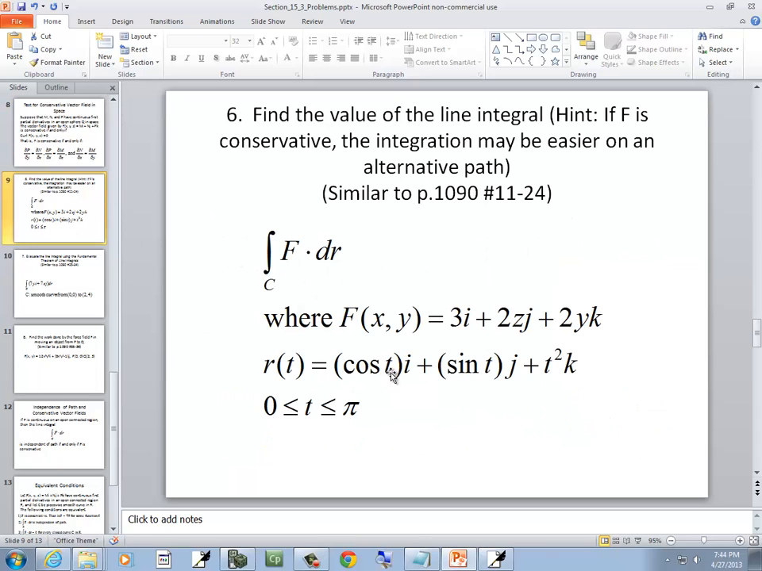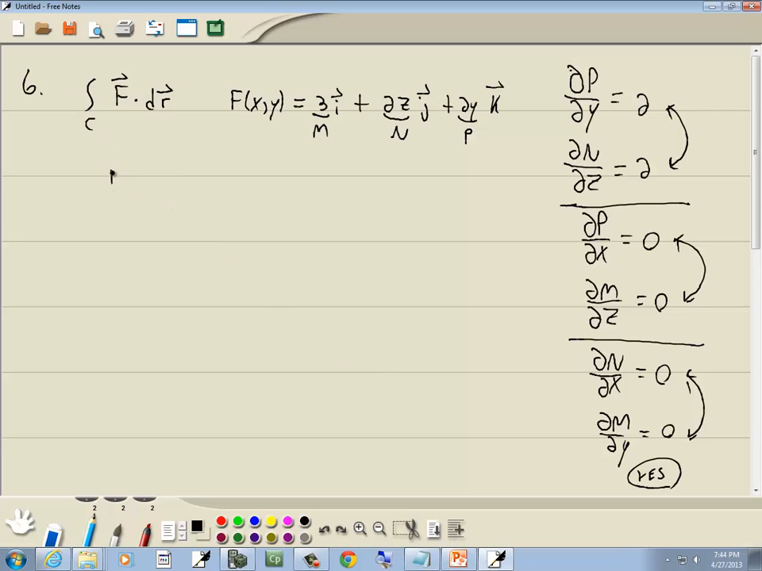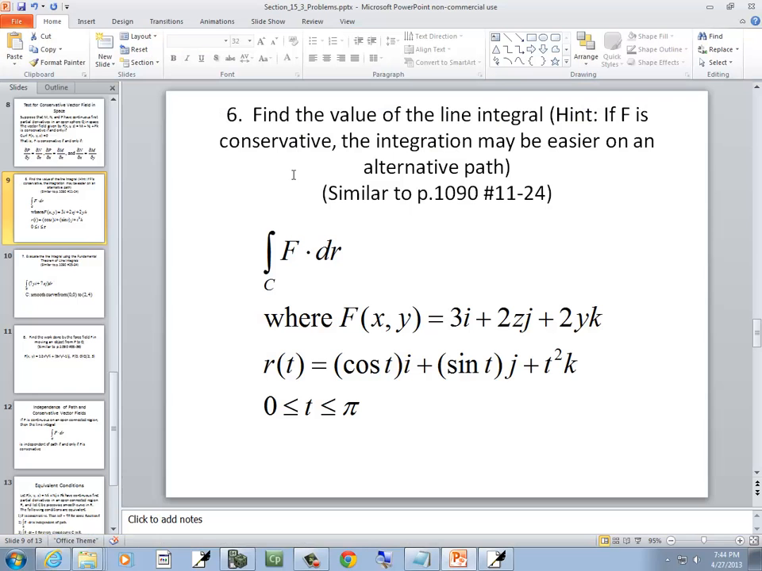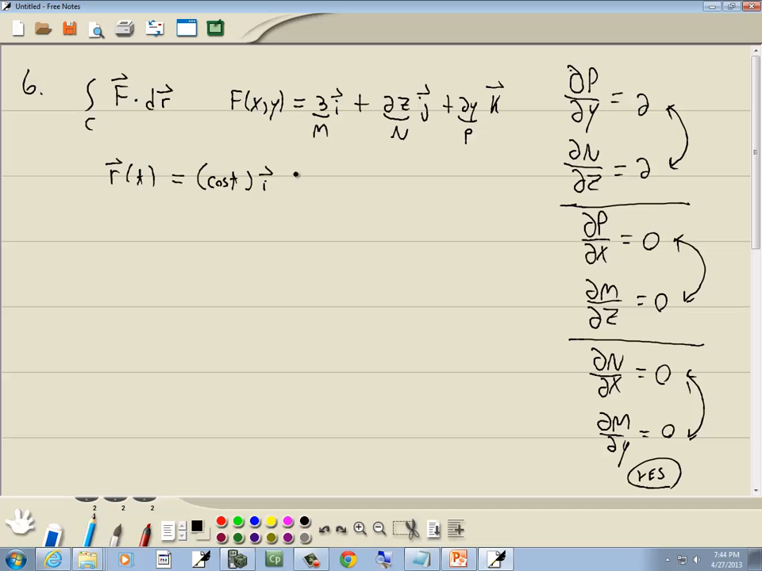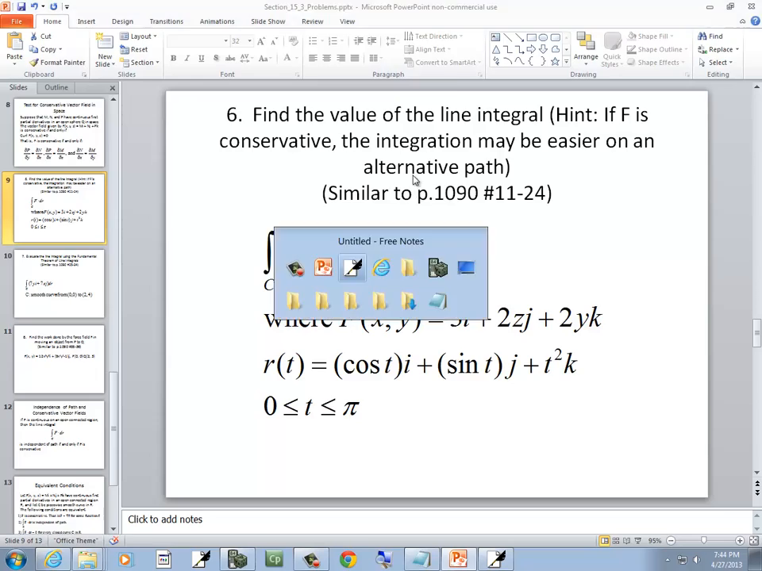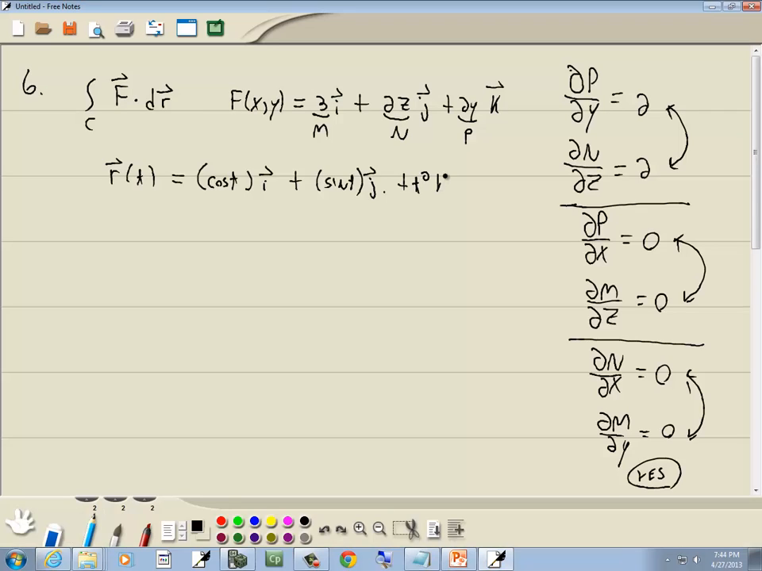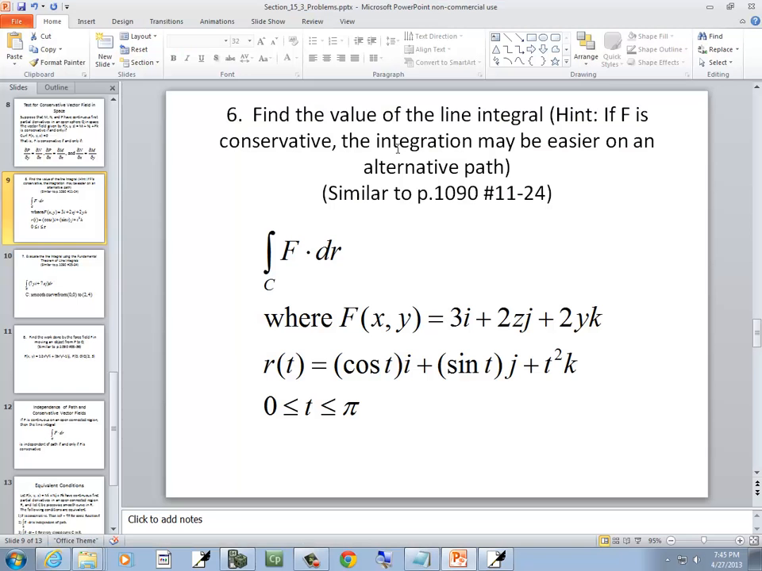Okay. Something's wrong here. Before we find our potential function and then plug in our points, we don't have points. We're given r of t. And remember how I said it's a little bit confusing because the first part of that's done for us. So let me write that down. r of t is equal to cosine t i plus sine t j plus t squared k.